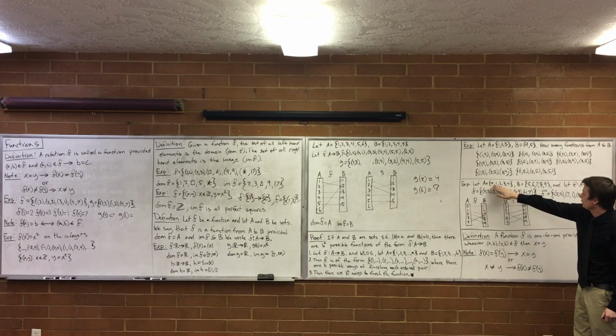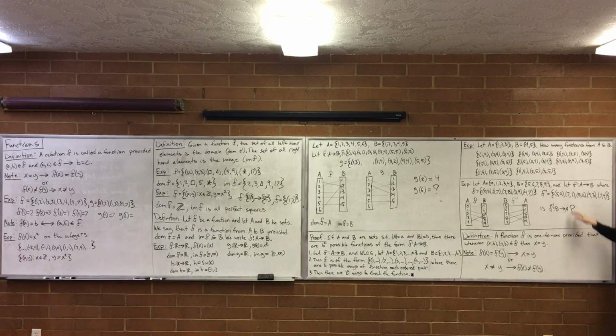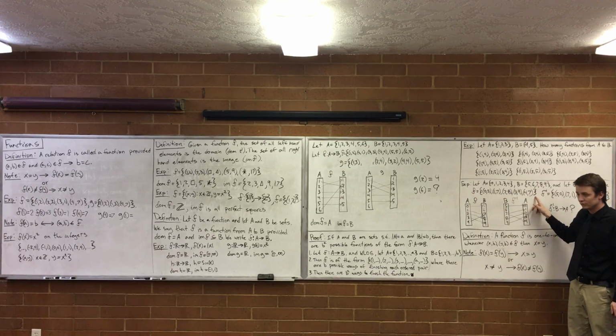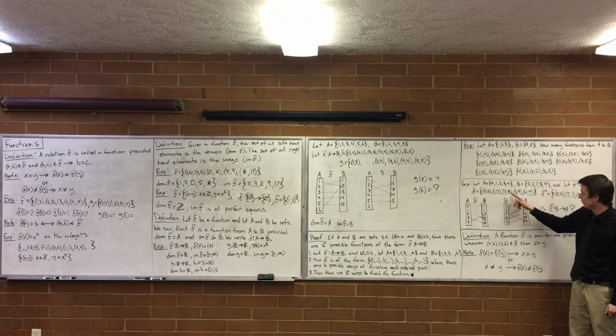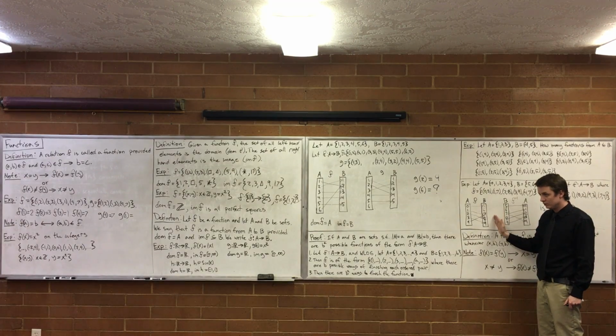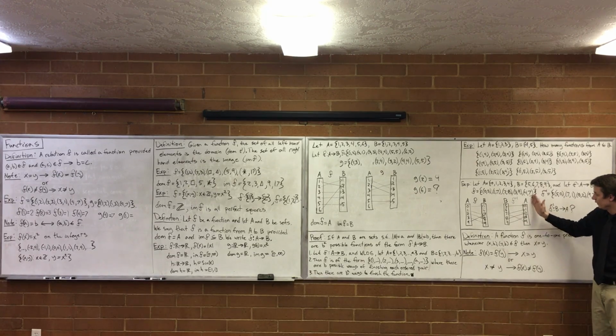So let's do A equals the set 0 through 4, B equals the set 5 through 9, and let F be a function from A to B where F has this mapping: 0 goes to 5, 1 goes to 7, 2 goes to 8, 3 goes to 9, 4 goes to 7. So there's F, here's a picture of F. Now let's take its inverse. We swap all the elements. Here's what it looks like.